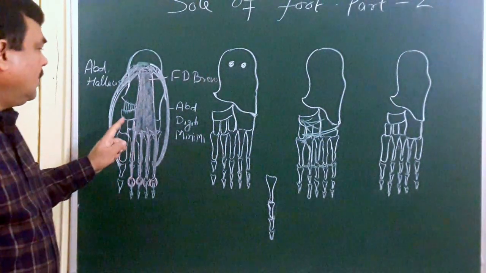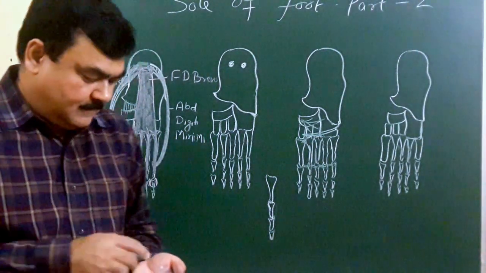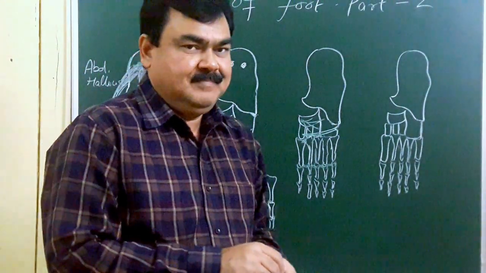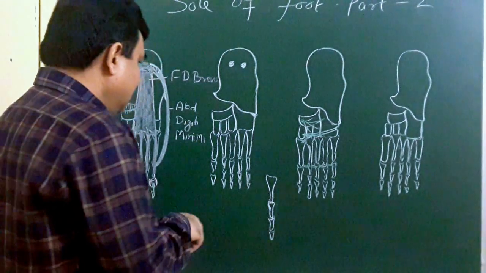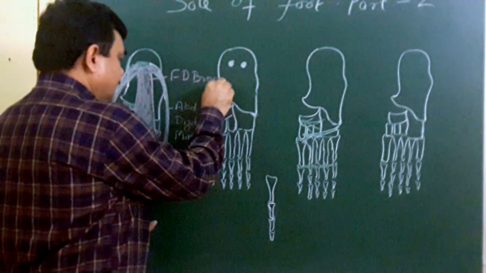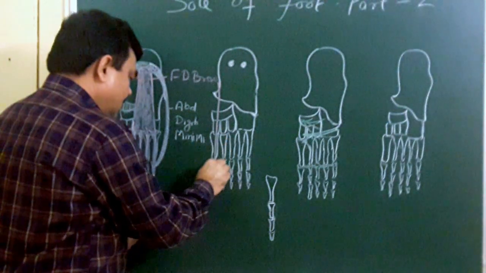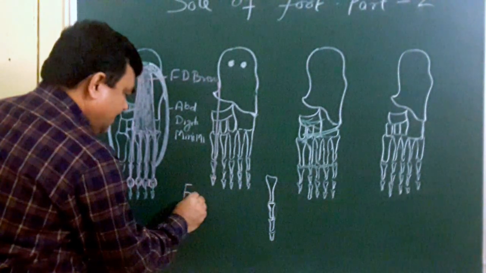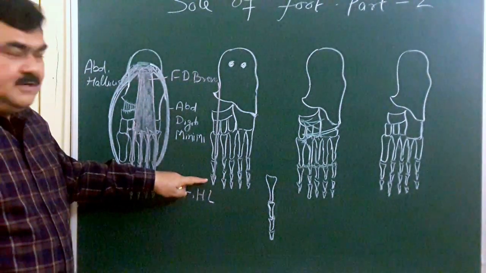So this is all about the first layer of the sole. Now we discuss the second layer of the sole. In the second layer, there are 2 extensive muscles that come from the posterior compartment of the leg. Here is one muscle tendon, that is flexor hallucis longus. This is flexor hallucis longus, and this tendon is inserted on the distal phalanx of the big toe.